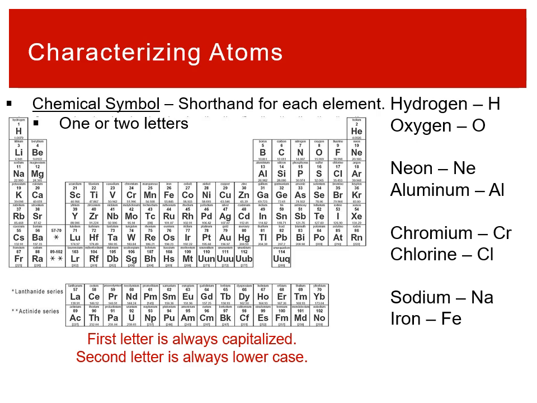I want to reference again that the format matters. First letter always capitalized, second letter always lowercase. When we see Cr out of context, we want to remember that those two letters are together. That is one atom. When we say Cr, we mean chromium, not a C and an R.